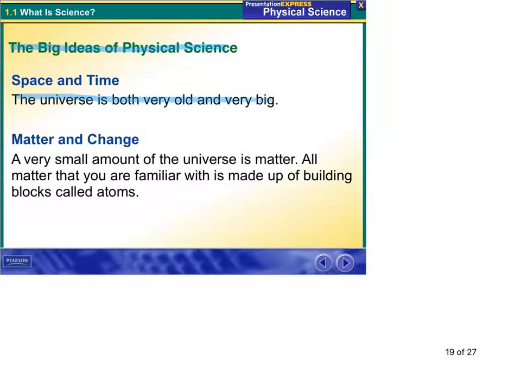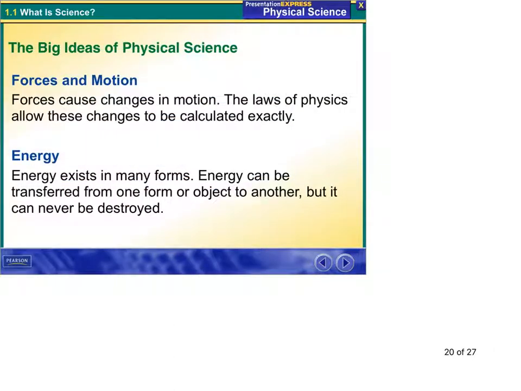The universe is both very old and very big, relating space and time, matter and change. Very small amount of the universe is matter. All the matter you're familiar with is made up of things called atoms. Most of the universe is empty space. Forces in motion, we'll deal with that second semester. Forces cause changes in motion. Laws of physics allow these changes to be calculated. Energy has many forms, can be transferred but never destroyed.